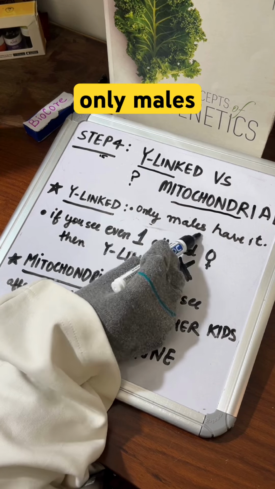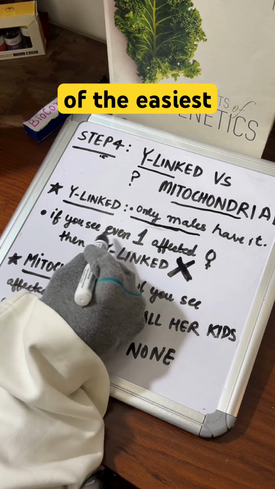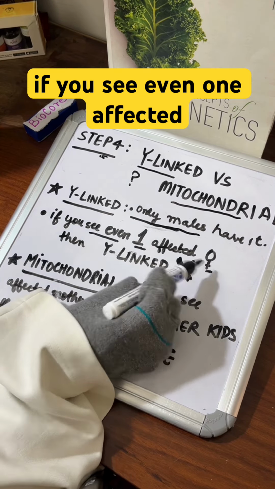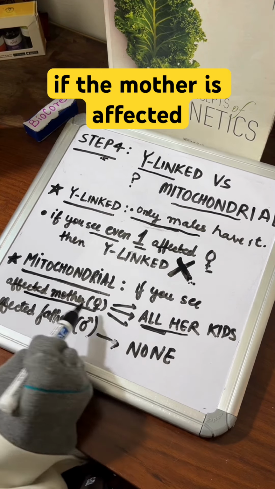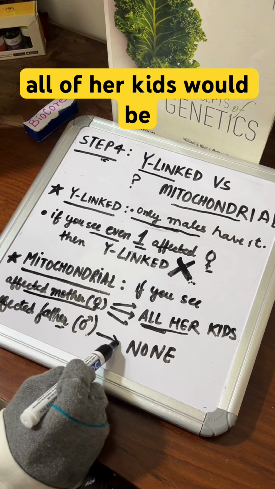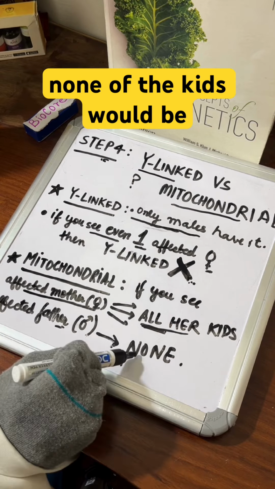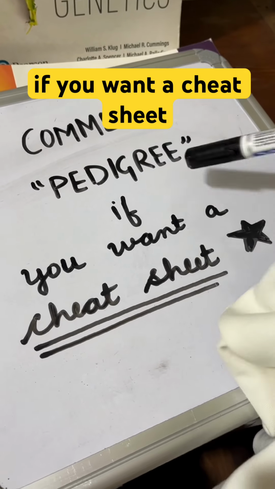Step 4 is to see if it's Y-linked or mitochondrial disorder. If it's Y-linked, only males would have it, and it's one of the easiest ones to spot. And if you see even one affected female, then it's definitely not Y-linked. For mitochondrial disorders, if the mother is affected, all of her kids would be affected. If the father is affected, none of the kids would be affected. Common pedigree if you want a cheat sheet.